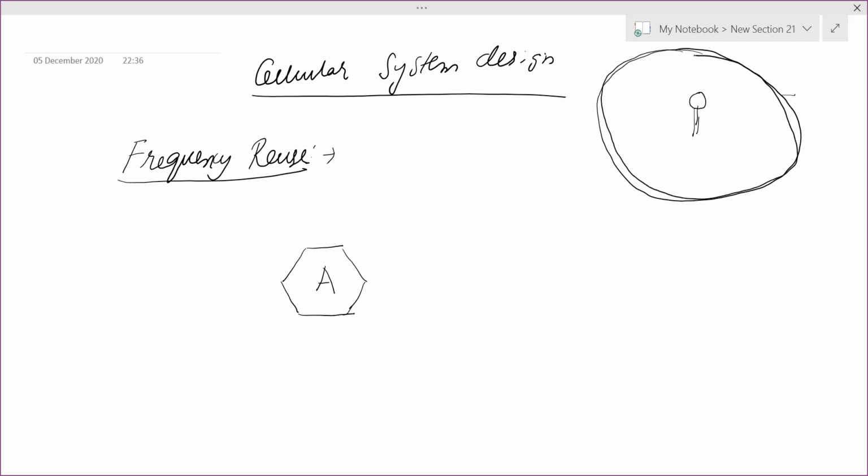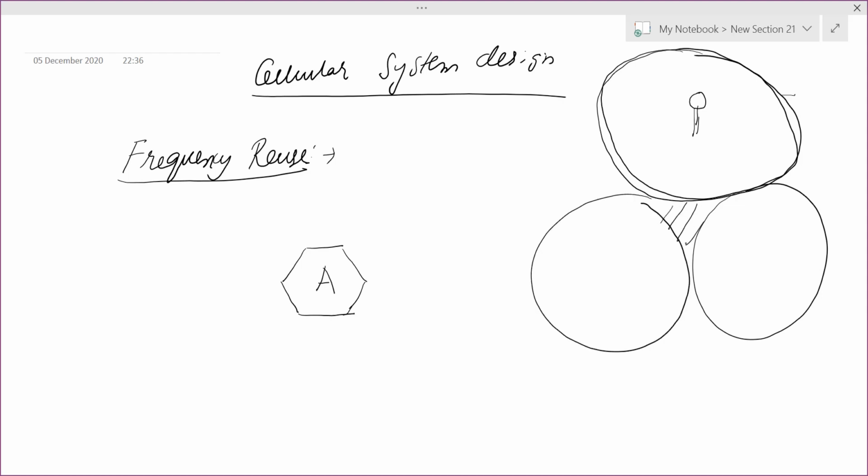Now what will be the shape of the coverage region? Ideally, if it is an omnidirectional antenna, it should be a circle. But when we represent things on paper for our analysis, circles have this issue that if you draw multiple circles, there will be an area left over. I can say this is antenna A, this is antenna B, this is antenna C.